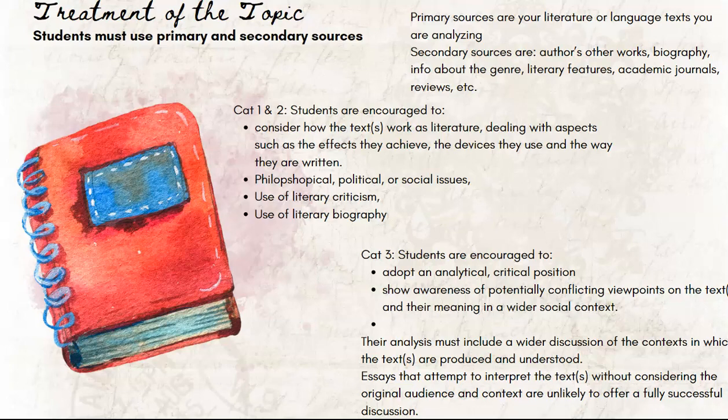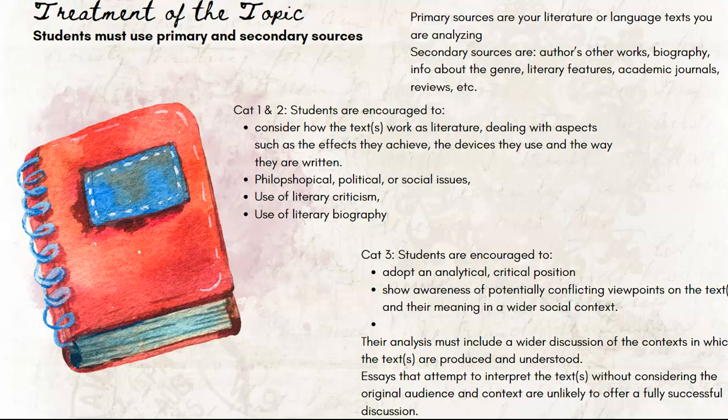So again, primary sources are going to be your literature or your language text that you're analyzing, whereas secondary sources are things like authors' other works, maybe to help you form your opinions, an author's biography, maybe info about the genre, like satire or whatever, specific analysis of literary features that other people have done on the work, maybe academic journals or reviews.